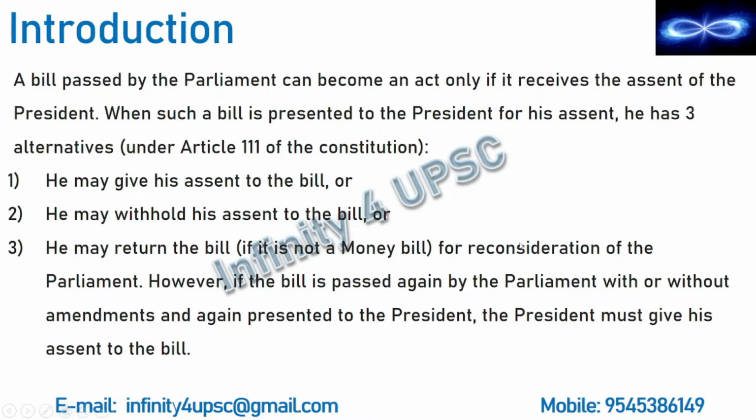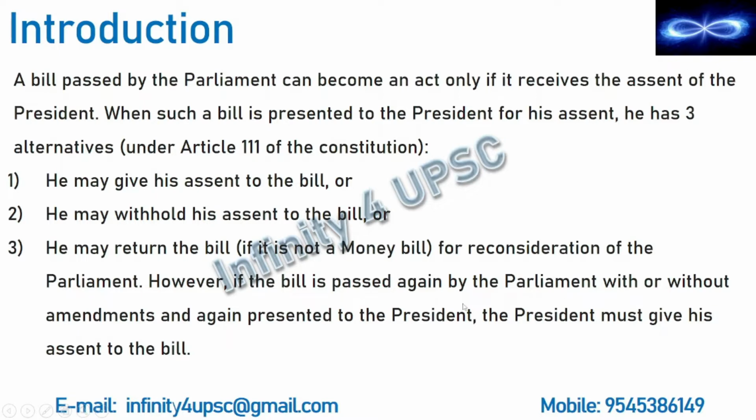So, when he returns it to the Parliament, it has also got two alternatives. Either the Parliament can make some changes and present it to the President again, or the Parliament can choose not to make any amendments and keep the bill as it is and present it to the President once again. So Parliament has also got two choices, that is to make amendments and to not make amendments.